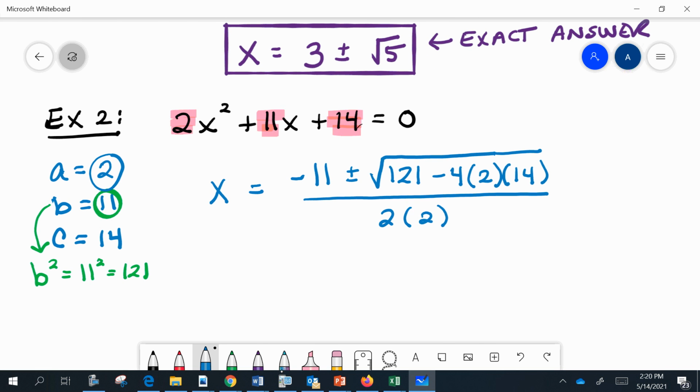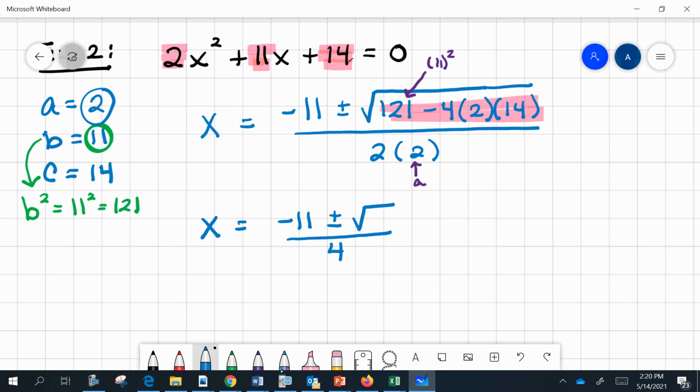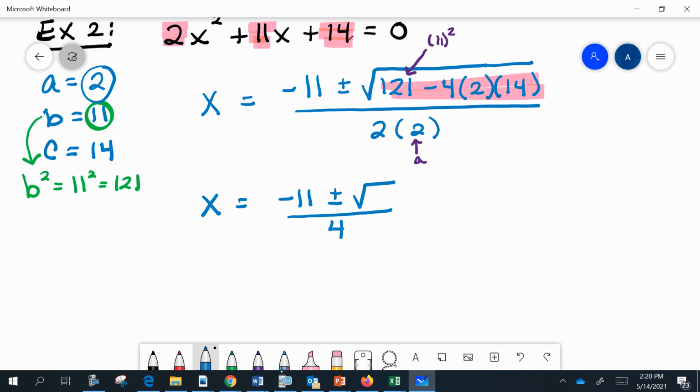And that's where I plugged in a 2 right here for the a. So in the first step, just plug in the a, the b, and the c. Again, this right here is the 11 squared when I did the b squared. Okay? And again, this right here is the a value. I plugged it in for 2. All right, so next thing I'm going to do is I'm going to get my calculator, and I'm going to calculate what's underneath that radical. So x equals negative 11 plus or minus the square root of some number divided by 4. And when I get my calculator, I'm going to type this in.